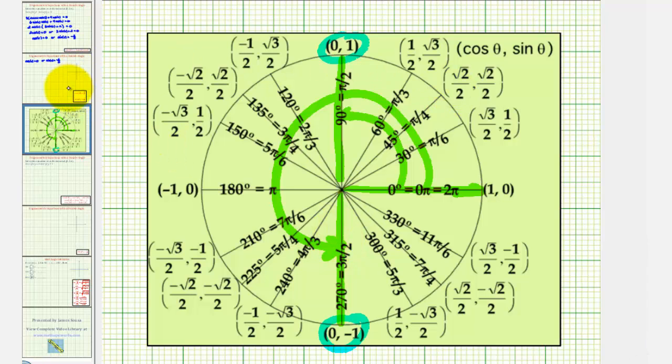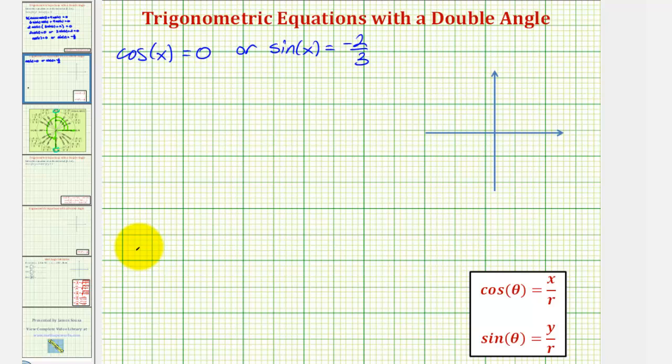So let's record those solutions. We'll say x sub 1 is equal to pi over 2 radians, x sub 2 is equal to 3 pi over 2 radians. These are the only two angles over the interval from 0 to 2 pi where cosine x would equal 0. And now we need to find the angles where sine x would be equal to negative 2/3.